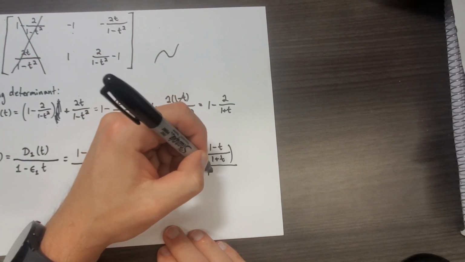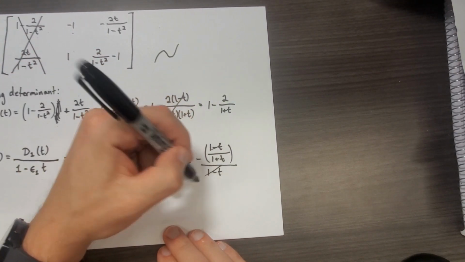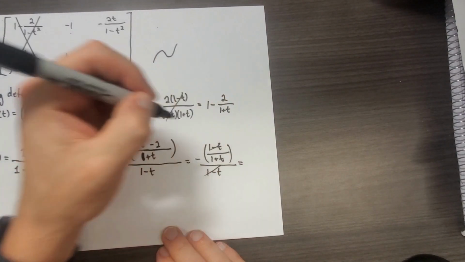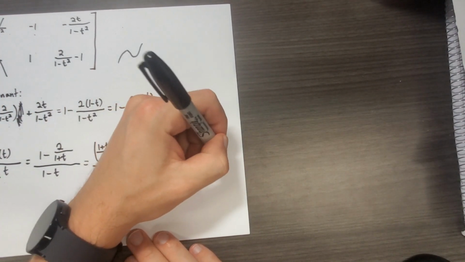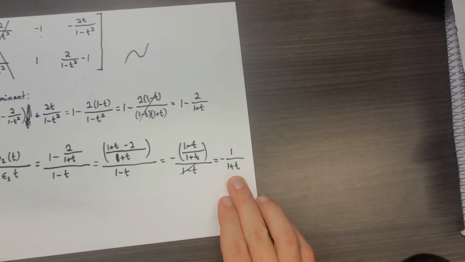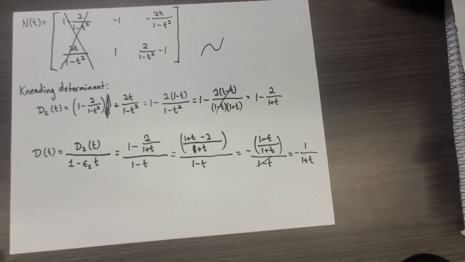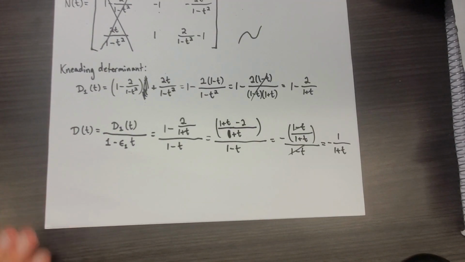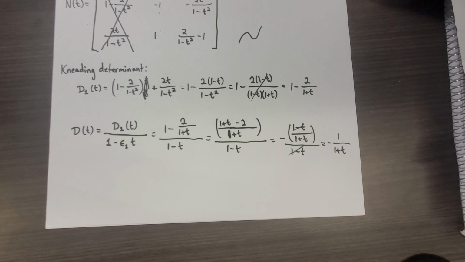Over 1 minus t. This and this cancel, and I'm left with negative 1 over 1 plus t. So that is the kneading determinant for a map. Now, that is essentially everything that the kneading theory gives you as far as characterizing the complexity of your dynamical system, whether it's chaotic or not.